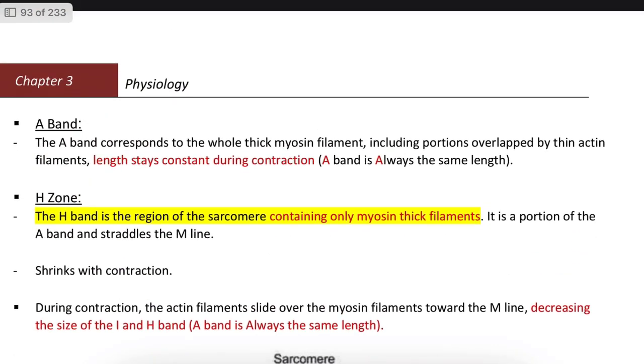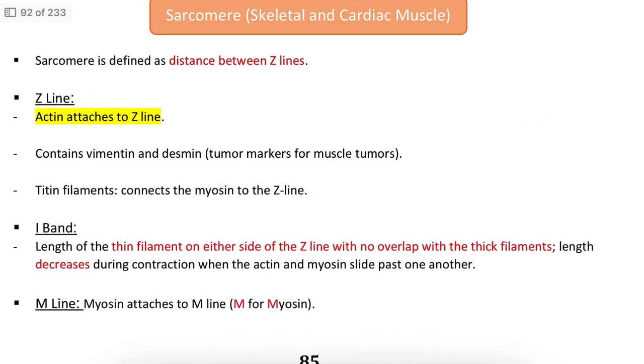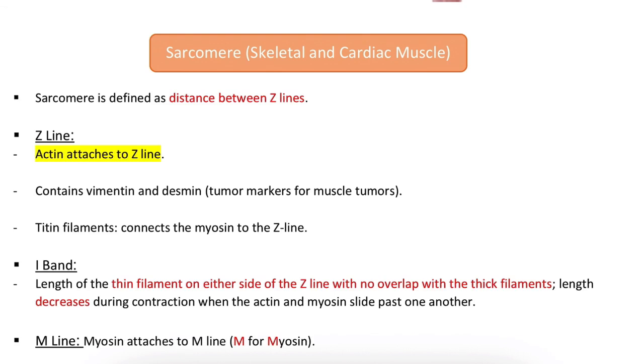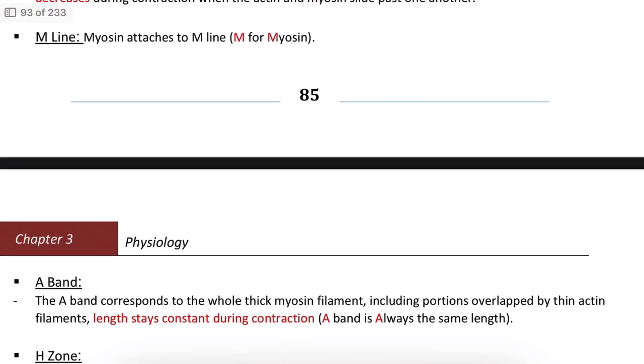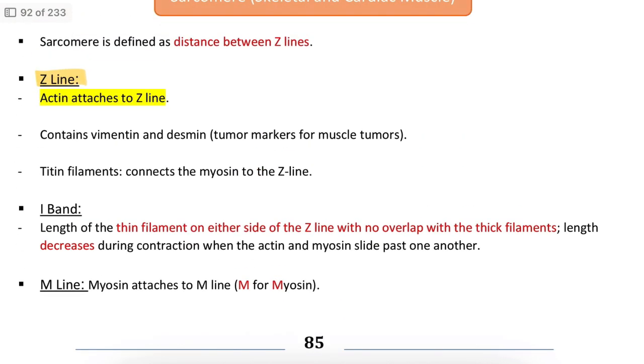Okay. So, let us break it down band by band and line by line about sarcomere structure. First we are going to discuss the Z line. You can see this is the Z line, you can appreciate it in this image. The Z line, or Z disc, is the boundary of each sarcomere. Thin actin filaments attach here, and it contains vimentin and desmin, tumor markers in muscle origin tumors like rhabdomyosarcoma.